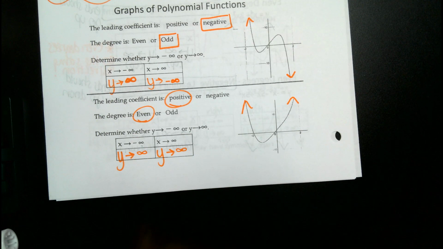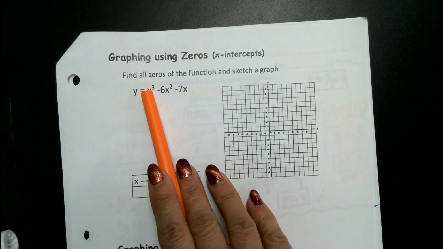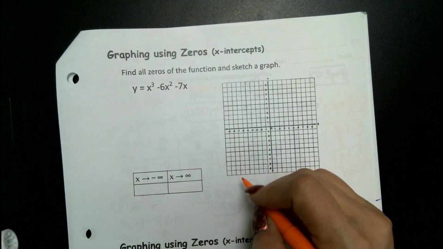Everything we've done so far, the characteristics of these graphs, I don't think are all that bad. When you turn the page, now we're going to actually do some sketching. These are the things you need to know. We need to know the degree. So if it's odd, what's true about the ends? If it's odd, they're opposite, right? Odds are opposite. So I'm going to just make that note here.